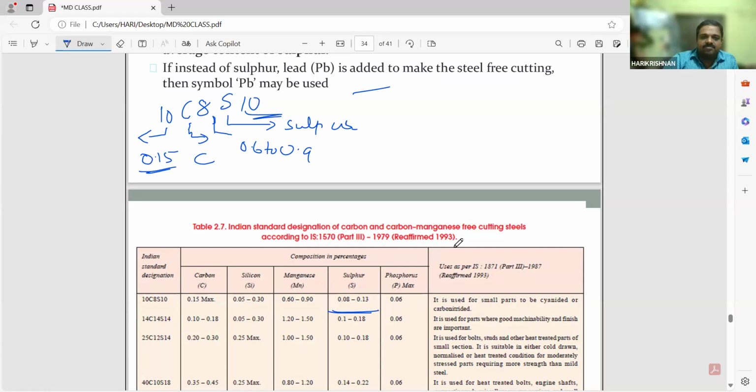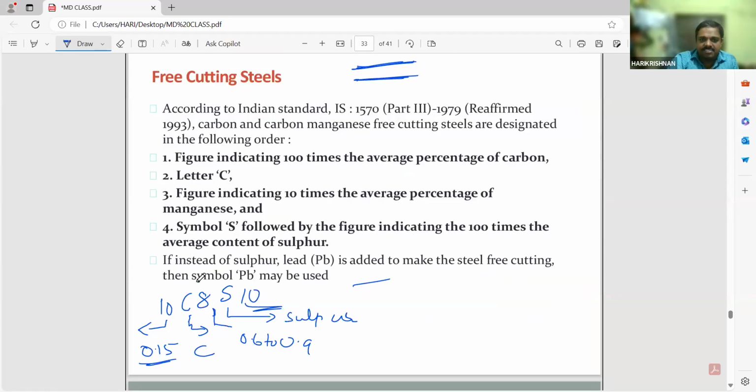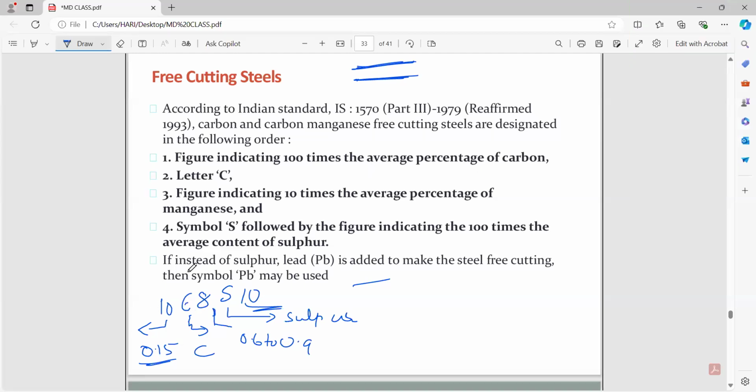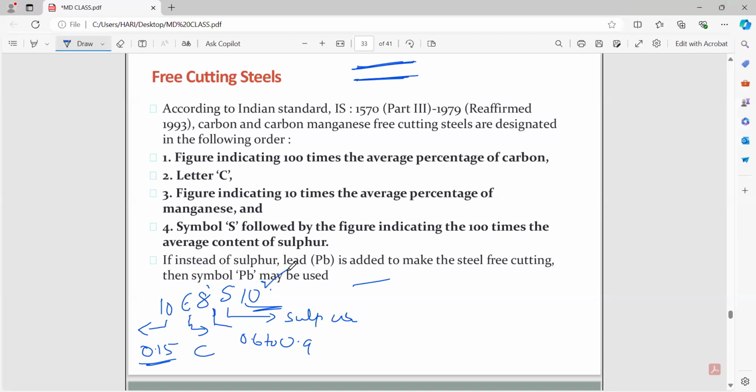Okay, this is free cutting steel. You have to understand: first will be its carbon content, whatever it is, multiplied by 100. Then letter C. Then the figure represents the manganese content. Then the letter S, and the figure next to S will be the sulfur content. Okay, this is how free cutting steels are designated.